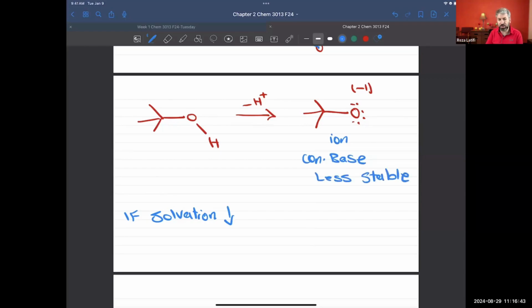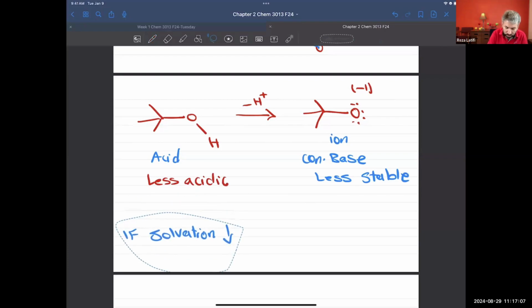Okay. So now you have an acid that is going to release H, or give up an H, but it will generate a less stable conjugate base. Because we got a less stable conjugate base, we say our acid will be less acidic. Or, okay, how about this? We say a weaker acid.